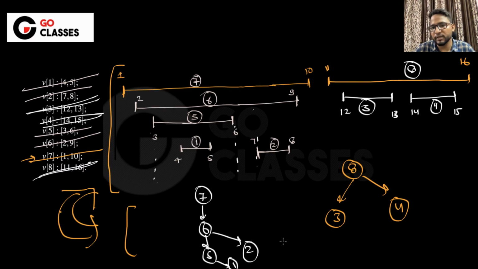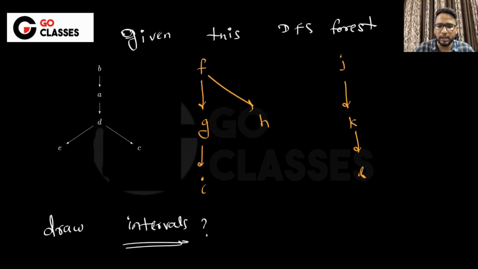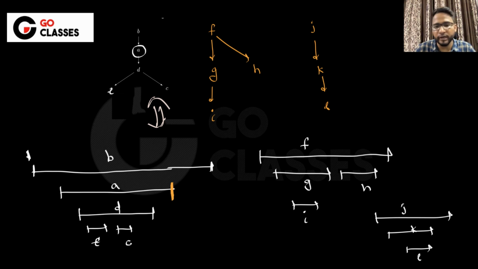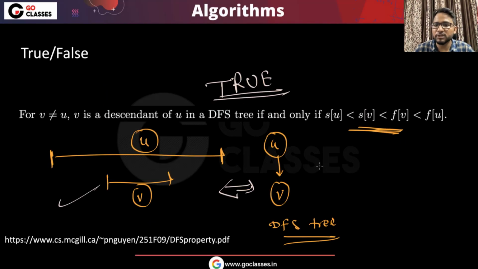If you have the interval, you can make the tree. If you have the tree, you can make the interval. So you can do whatever you want to do. Which means if you want to go from interval to tree or tree to interval, it is your choice. So for this question, I will say this is true.